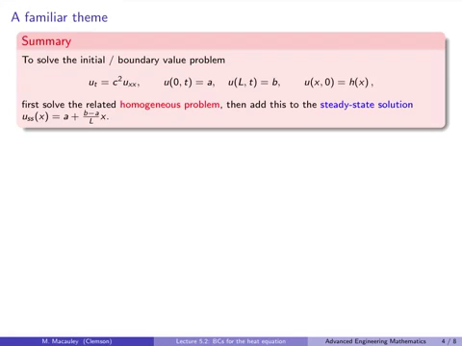And add that to the steady state solution, which is going to be a line, a plus b minus a over L times x. And it's clearly going to be a line because if you just do some algebra, you draw the straight line that goes through 0,a and L,b. That's clearly going to be of the form of slope b minus a over L times x plus y-intercept a. And that's the steady state solution.